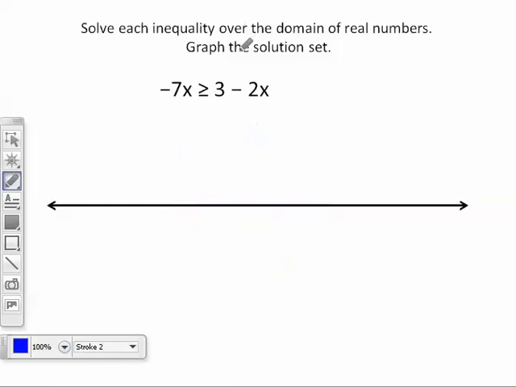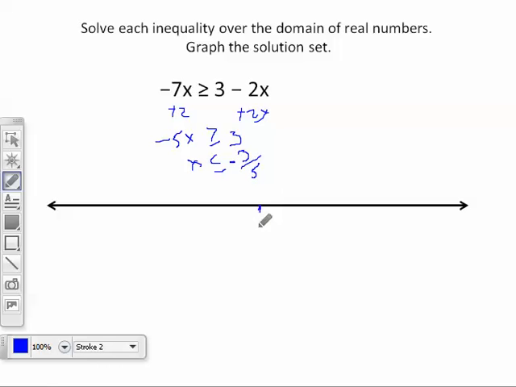Okay? So one more here. Let's see what we get. Okay, I'm going to add 2x to each side of this equation. I'm going to get minus 5x is greater than or equal to 3. Well, I'm going to divide by that negative 5, and I'm going to get x less than or equal to. Why did I switch the sign? Because I'm dividing by a negative 5. 3 divided by 5, negative.